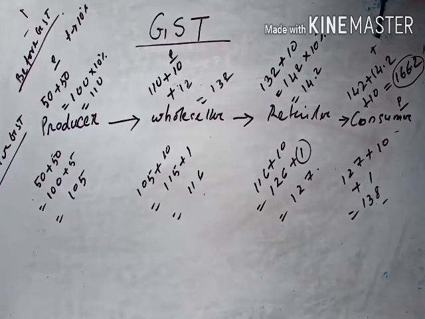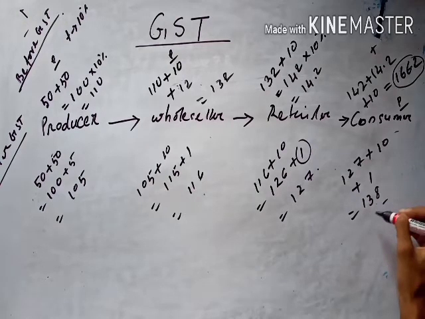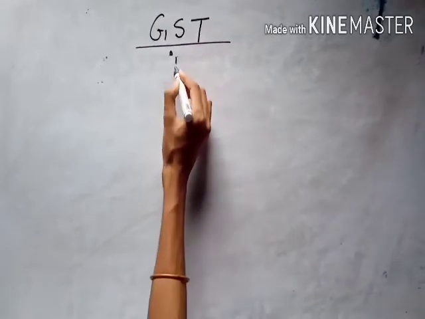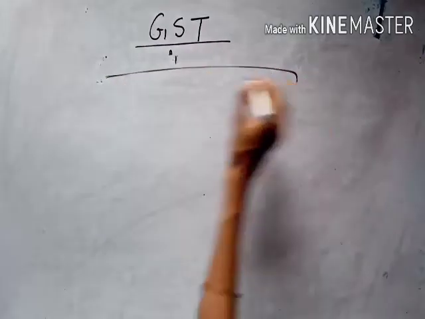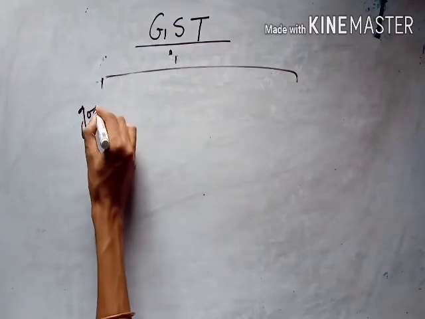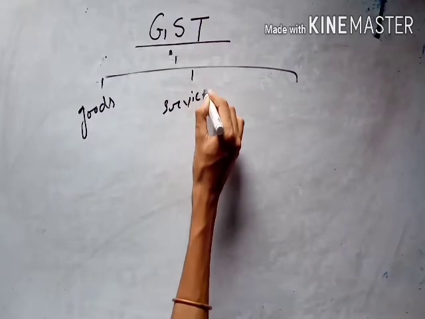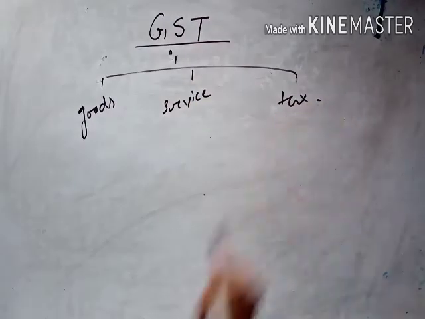So after GST, you can see how the price has decreased: 166.2 minus 138. Now let's analyze the words goods, service and tax.